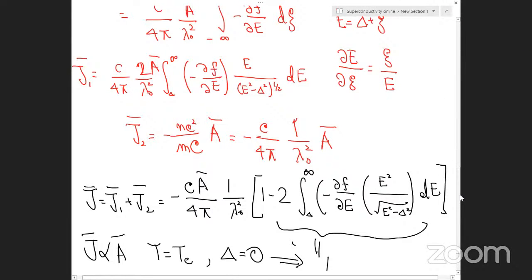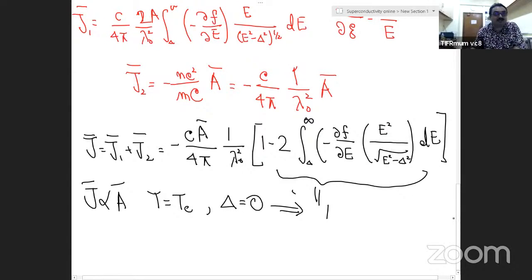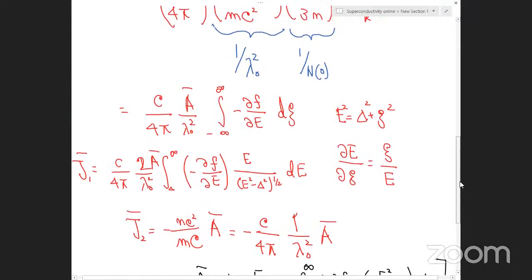Yes, sir. In J1, where there is integral from minus infinity to infinity, we have considered the whole electron symmetry and taken the twice.